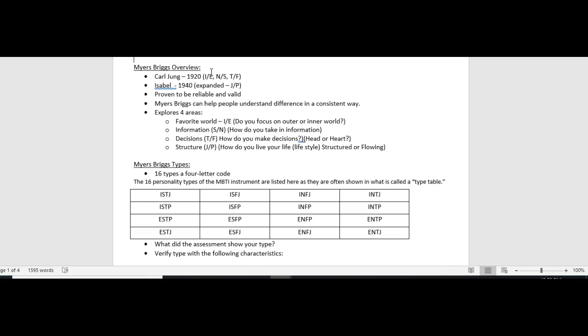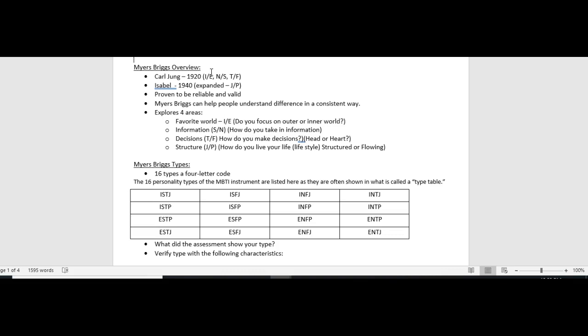And all of these put together create an assessment that helps us understand differences among people in a consistent manner. So we have 4 categories that we can look at and compare and see how those match together or don't match together, and then try to understand how to help them modify so that everybody can at least find some common ground.